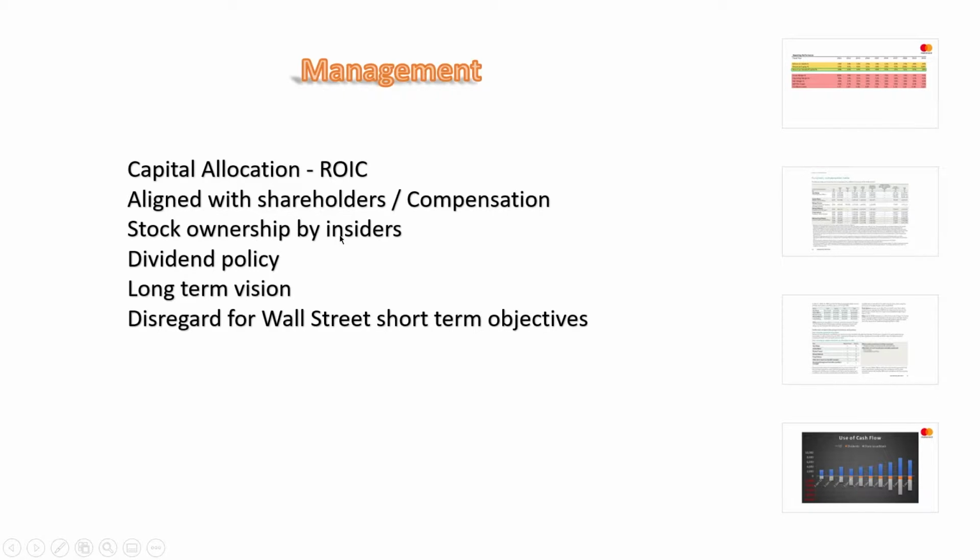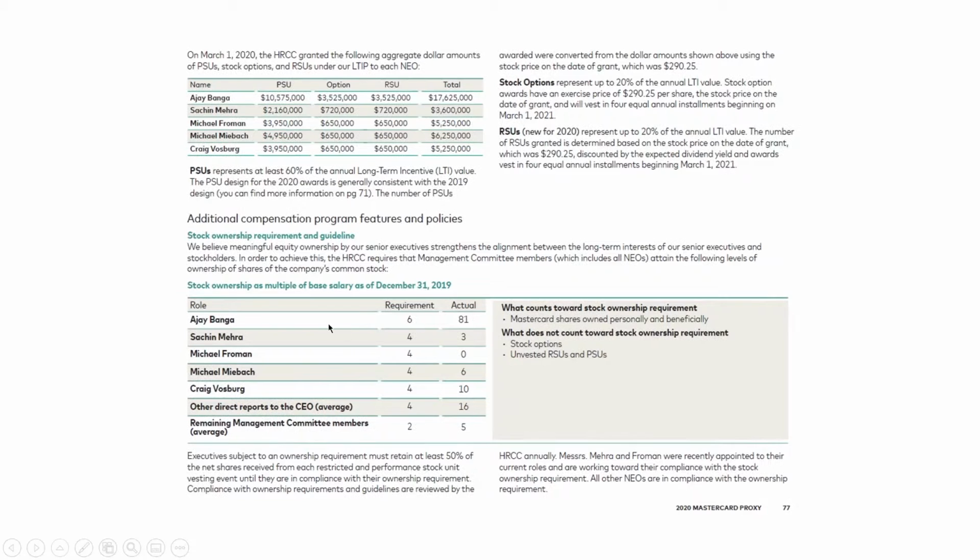Stock ownership by insiders. If you see this table here, you can see the actual ownership as a multiple of the base salary for each of the executives. And the CEO has 81 base salaries, which means $100 million in Mastercard stock, even though he is required to hold only 6 million. From the company view, 100 million in ownership probably is not that much. But from the personal perspective, I think 100 million is quite a substantial amount. This is a great vote of confidence from the CEO in the Mastercard business, I think. And this is something I like.